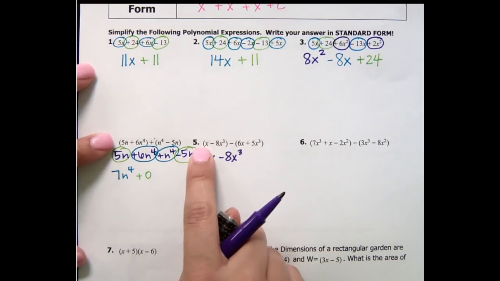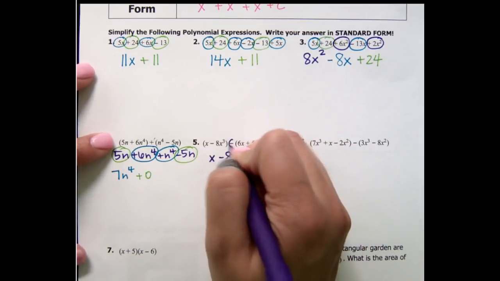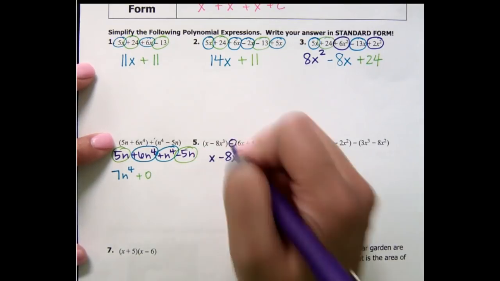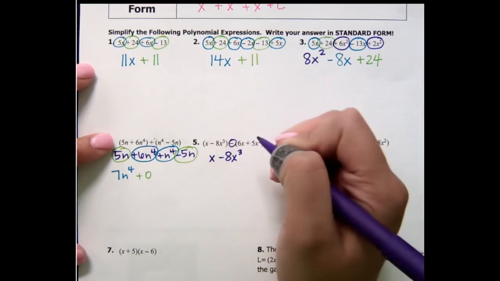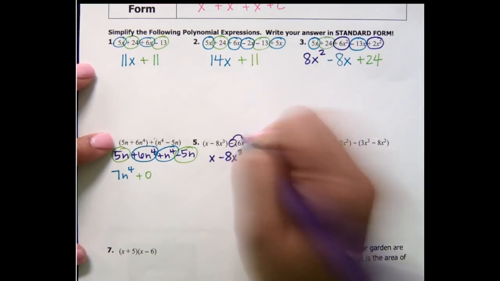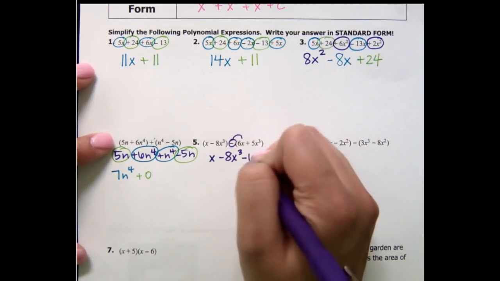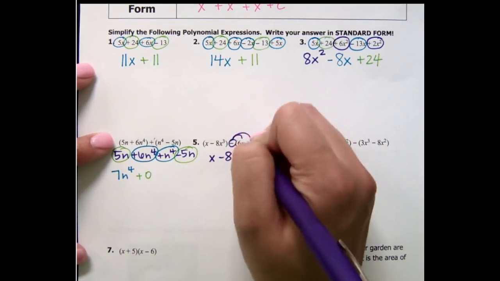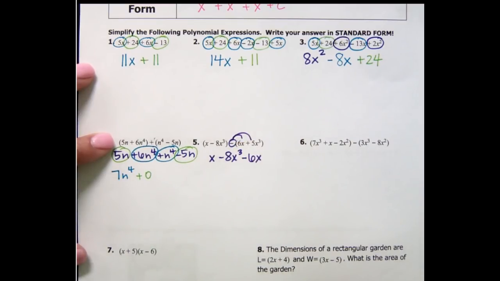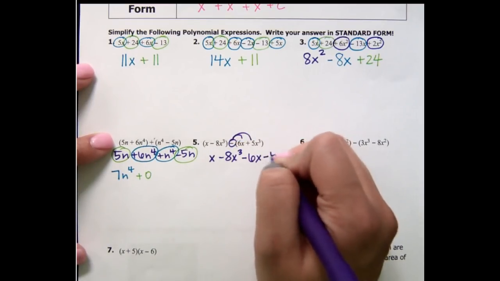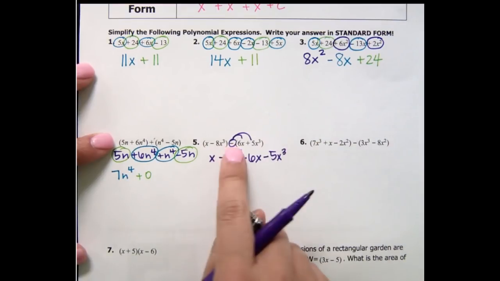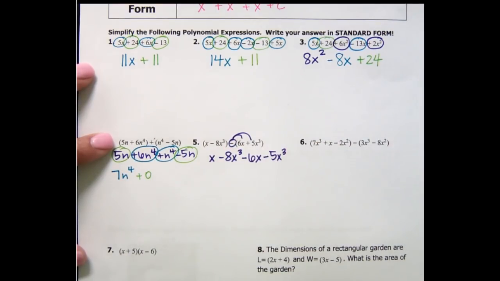So number 5, x minus 8x cubed. Nothing's going to happen. I don't have anything to distribute in the first set of parentheses. But in the second set of parentheses, I have a minus. I could put a 1 in front and then distribute a negative 1. So negative times a positive 6x is a negative 6x. A negative times a positive 5x cubed is a negative 5x cubed. So you have to make sure you distribute that negative, or you can think of it as distributing the negative 1. Now we just combine like terms.